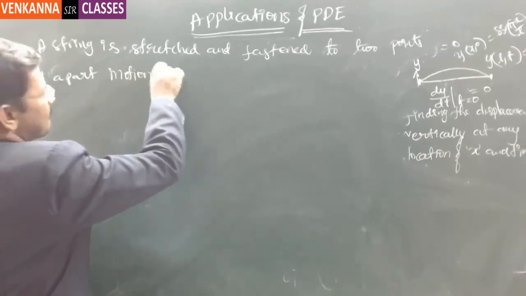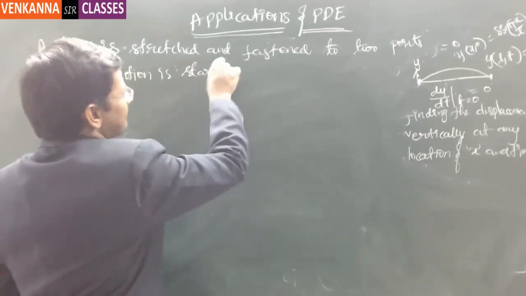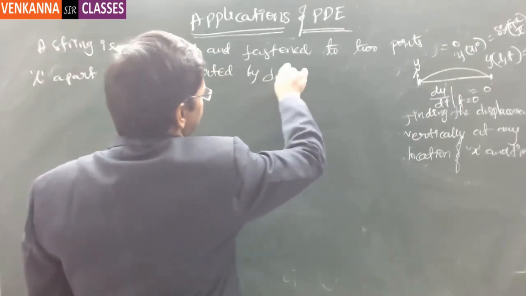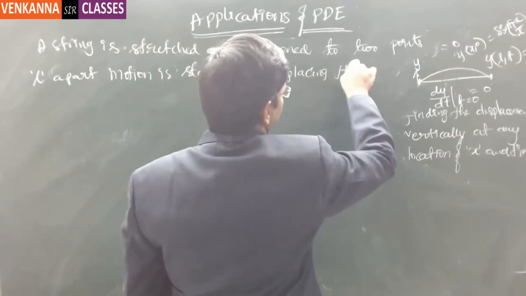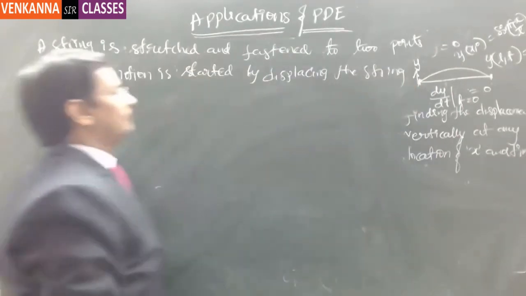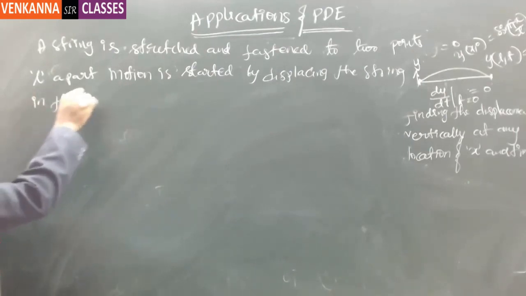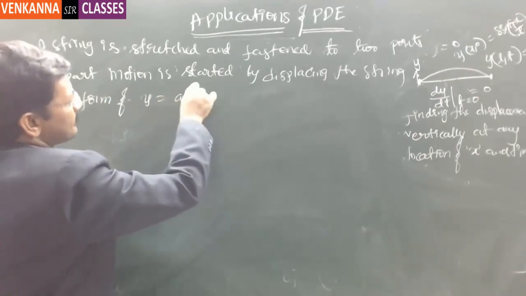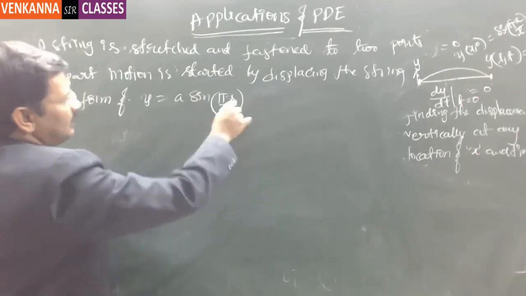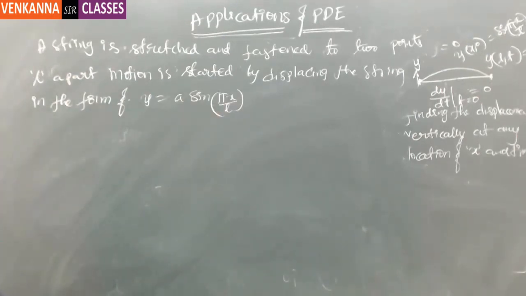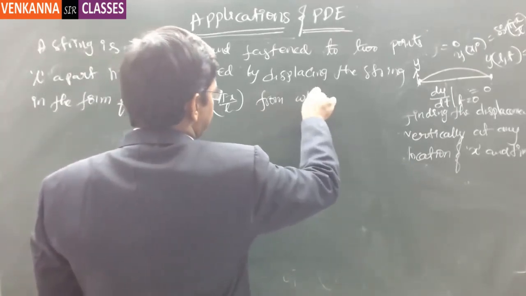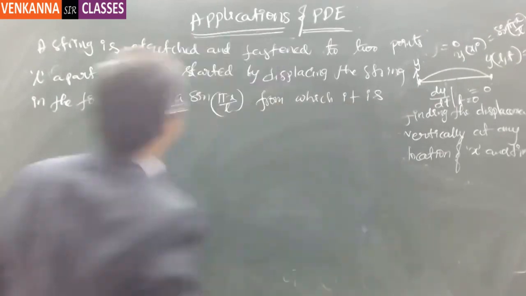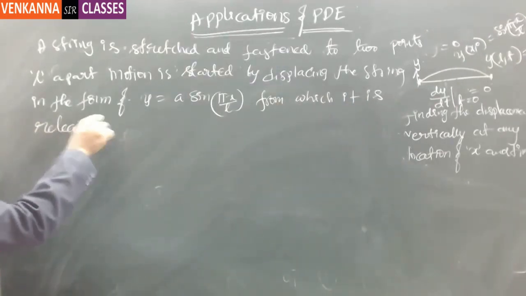Motion is started by displacing the string in the form of y is equal to A sin pi x by L. So in this form actually initially it was stretched, from which it is released at time t equal to 0.